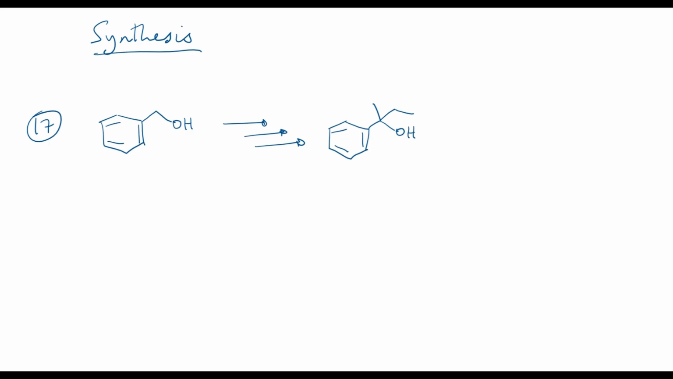Now let's do some synthesis problem. Provide a reasonable synthesis to show how this primary alcohol will be converted to this tertiary alcohol. Applying retrosynthetic analysis, one of the things we want to do is to find out the difference between a starting material and the product. Notice that this part of the product is the same as the starting material. Now we have two alkyl groups that are attached to the carbon that is attached to the OH group.